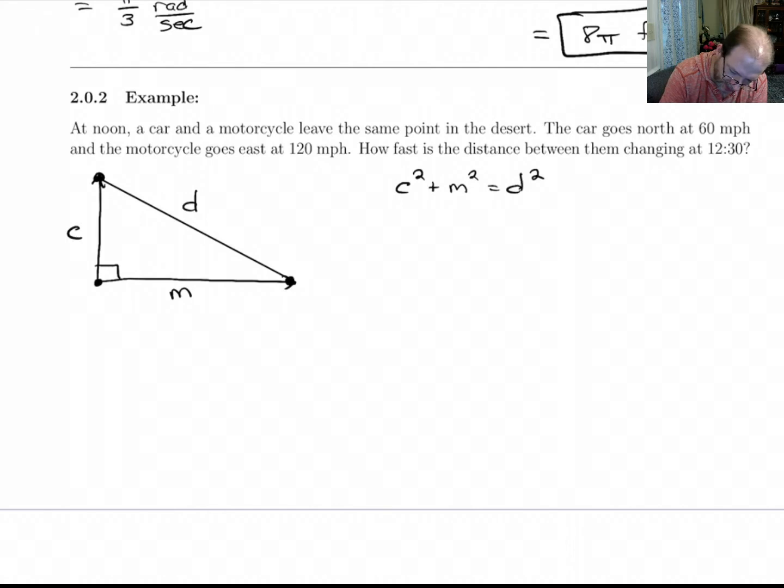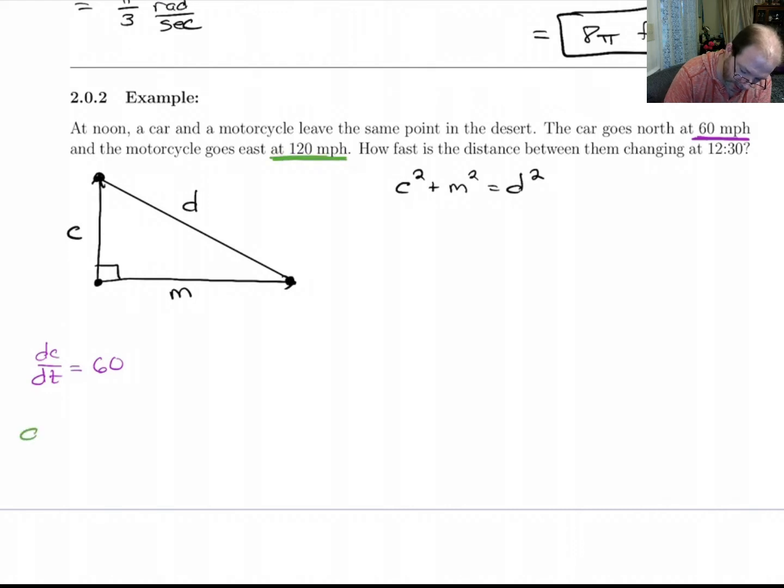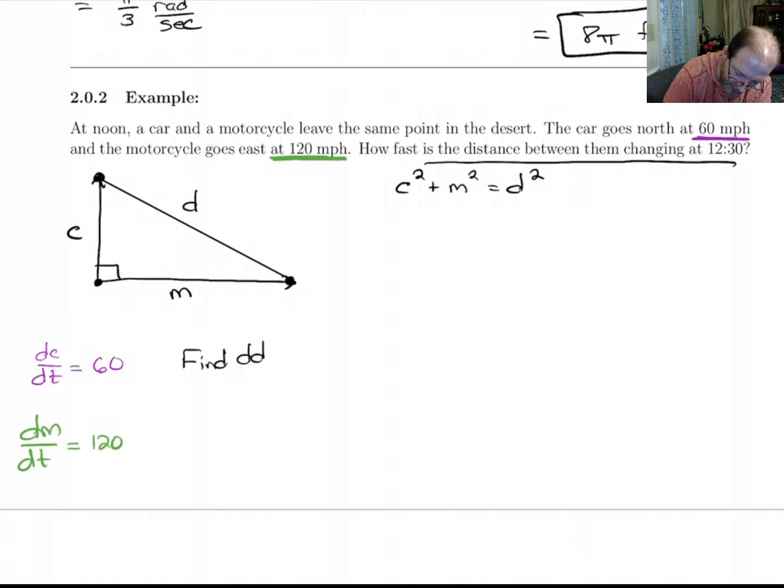Okay, well, first up, let's write out what we're given. The car goes north at 60 miles per hour, so dc/dt is 60. The motorcycle goes east at 120, so dm/dt is 120. And they ask us, how fast is the distance between them changing at 12:30? So they want us to find dd/dt. That's a little unfortunate, but it works.